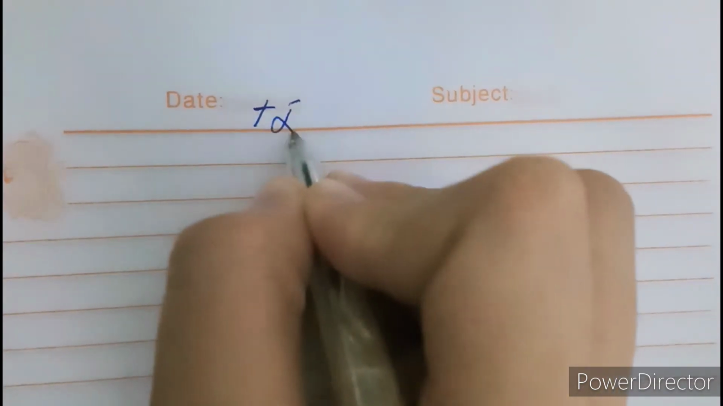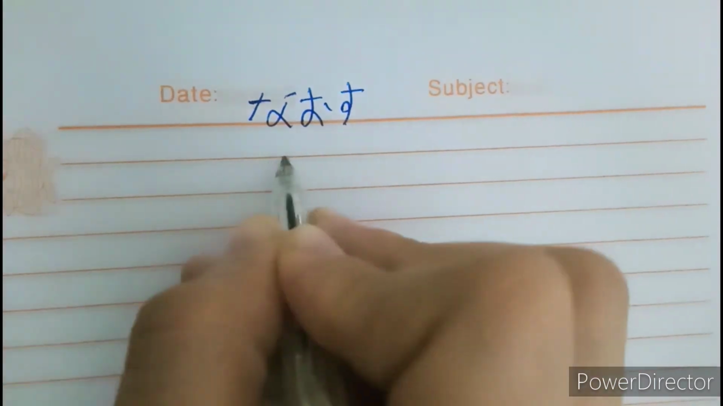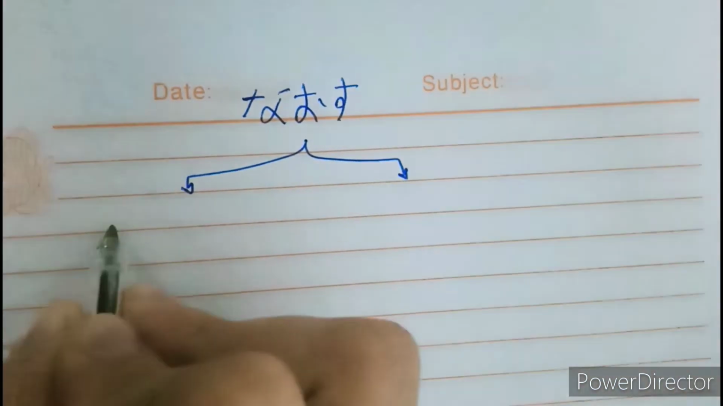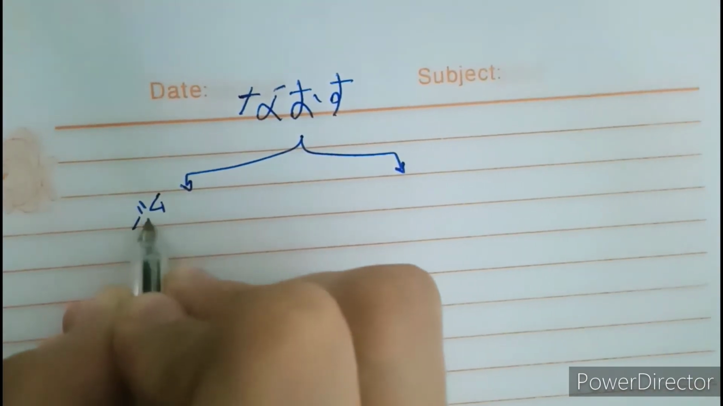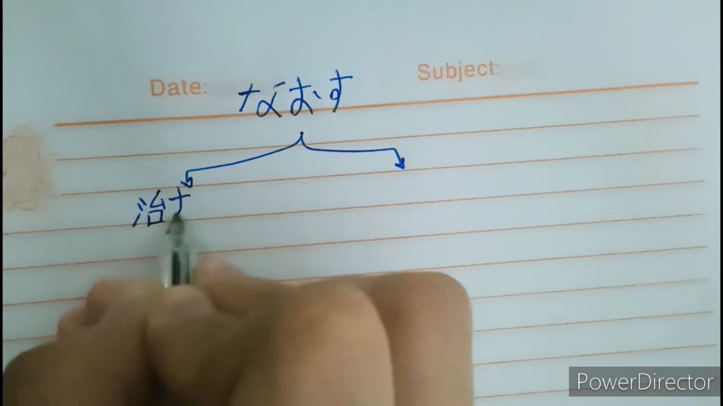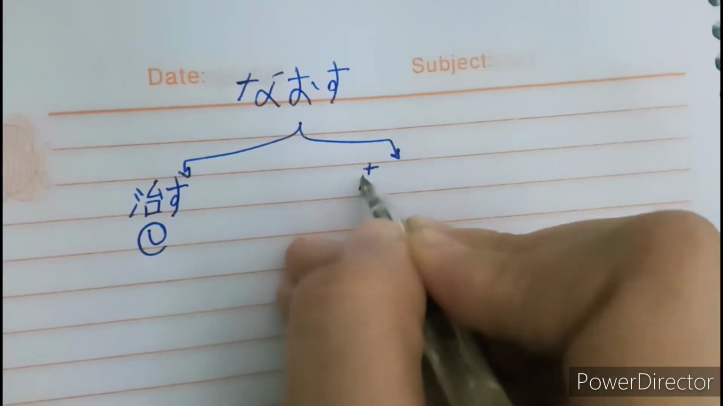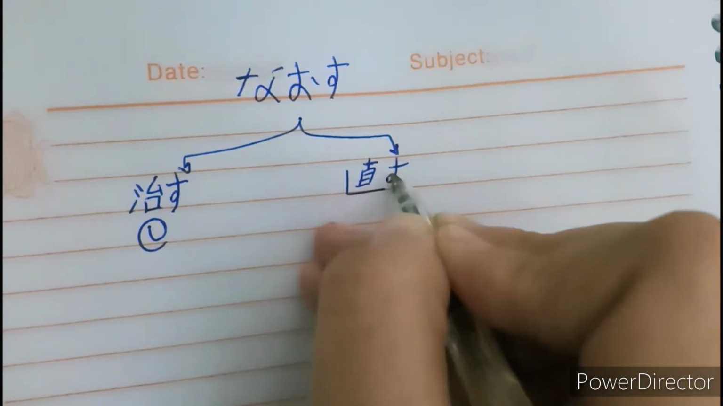Today's word is naosu. Naosu could have two meanings, depending on the kanji that's used. The first one, naosu, which means to cure or to heal. The second one, naosu, which means to fix or to put back again in its place or to reorder.